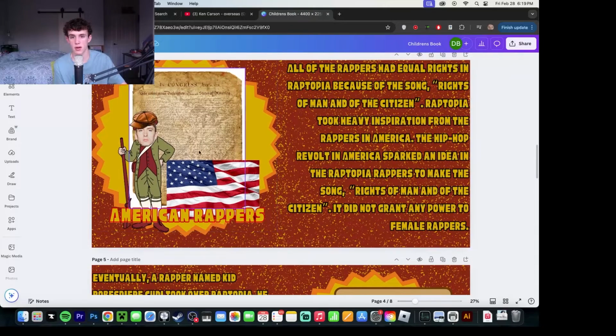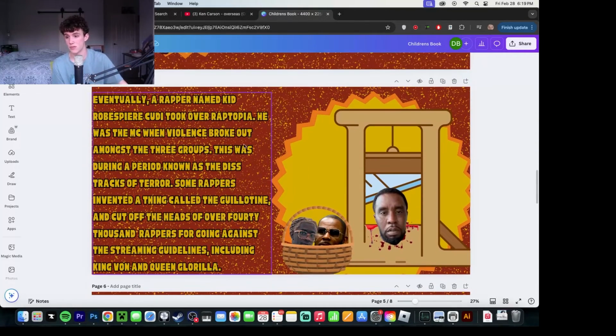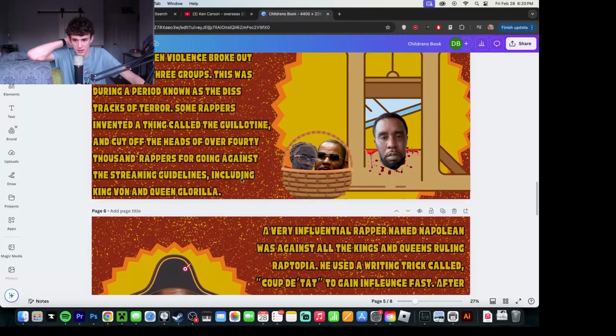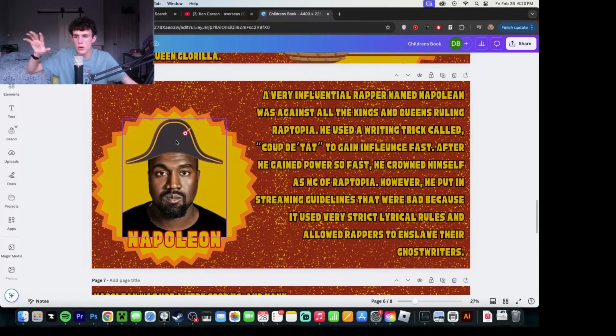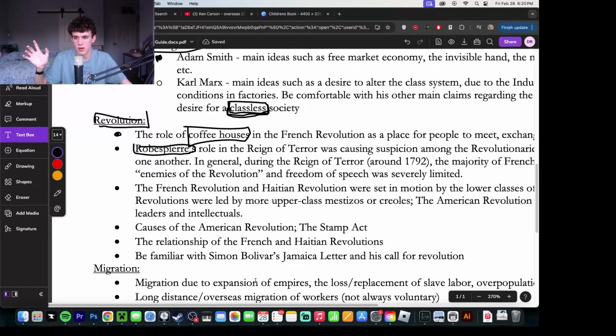But in America, all of the people had equal rights. All right, yeah, in America people had equal rights, and that spread that idea to France. So Robespierre, this is the main part. He took over France, and the violence broke out among the three groups. And this was the Reign of Terror, when with the guillotine they cut off over 40,000 people's heads for pretty much anything, including the king and queen. We'll get to Napoleon in a minute. Yeah, but this was not good.